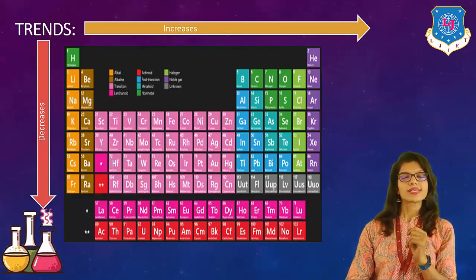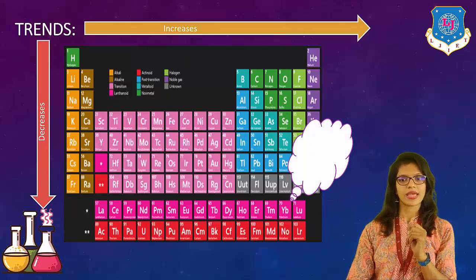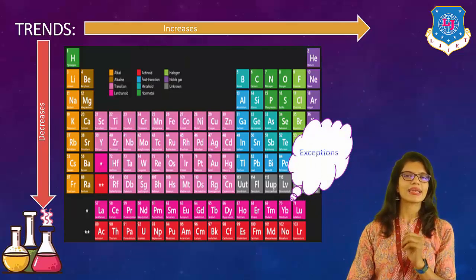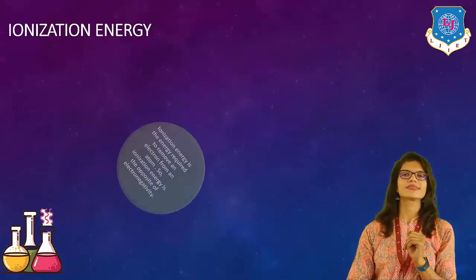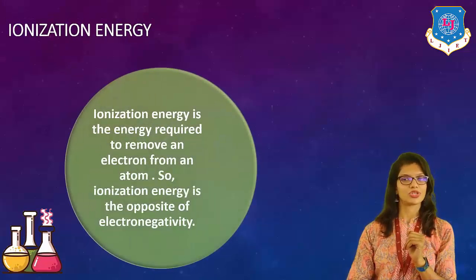Here, two exceptions are also there: noble gases and the lanthanide actinide series. They are referred to as exceptions because they don't follow this trend. Okay? Let's move ahead. Our next property is ionization energy.